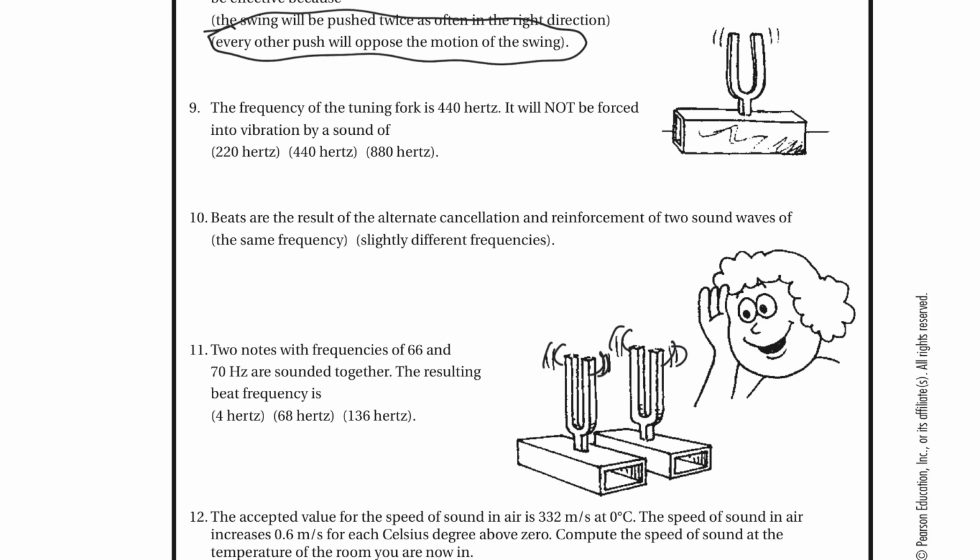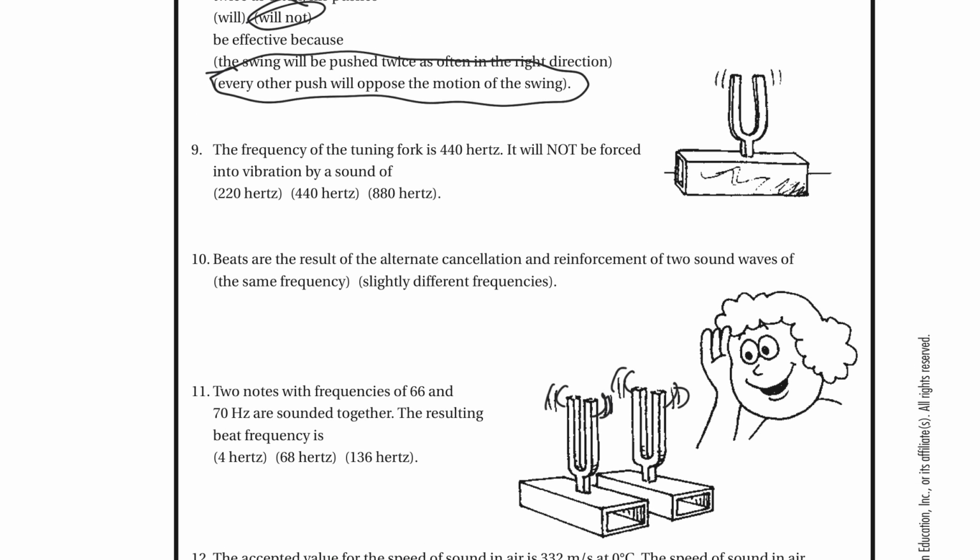So let's go back to number 9. Number 9 says the frequency of the tuning fork is 440. That's an A on a piano. It will not be forced into a vibration by a sound of. Okay. Now remember that when we talked about harmonics, a harmonic is anything with a multiple of that vibration. So if it has a natural frequency to ring at 440, then the fundamental would be 440. That's 1 times the wavelength. Twice the wavelength, or the second harmonic, would be 880, etc., third, fourth, fifth.